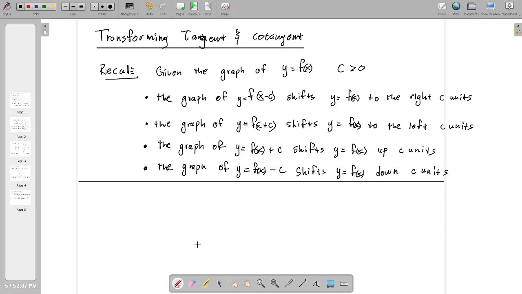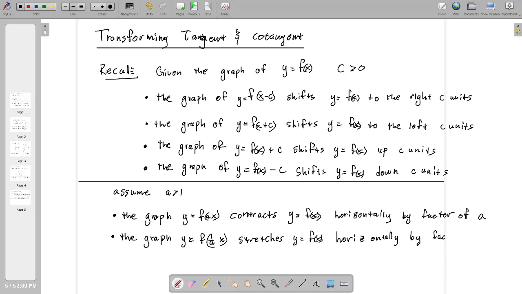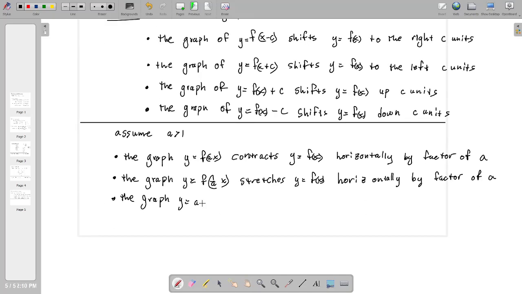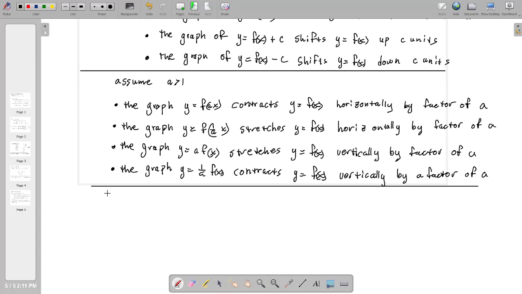Now let's go over stretching and compressing, and this time we're going to assume that a is greater than 1. The graph of y equals f of ax contracts the graph y equals f of x horizontally by a factor of a. The graph y equals f of 1 divided by a times x stretches the graph y equals f of x horizontally by a factor of a. The graph y equals a f of x stretches y equals f of x vertically by a factor of a. The graph y equals 1 divided by a times f of x contracts y equals f of x vertically by a factor of a.